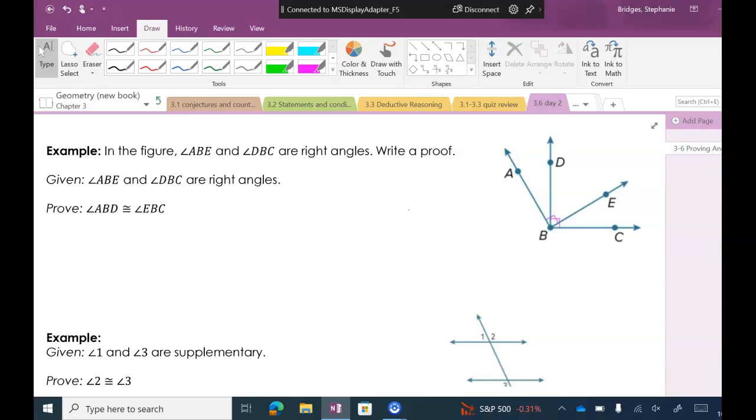And then if I take out DBC and replace it with what it's equal to, so that's the measure of angle DBE plus the measure of angle EBC. And what says I could take something out and replace it with something else? Substitution.